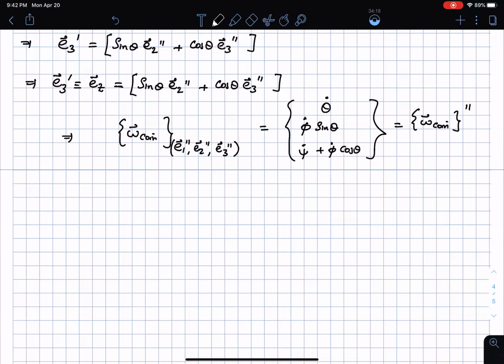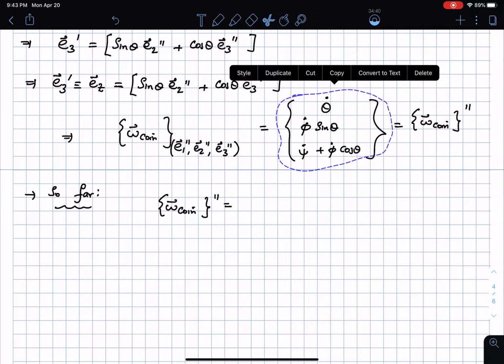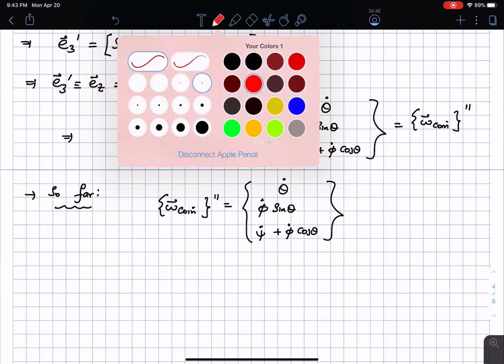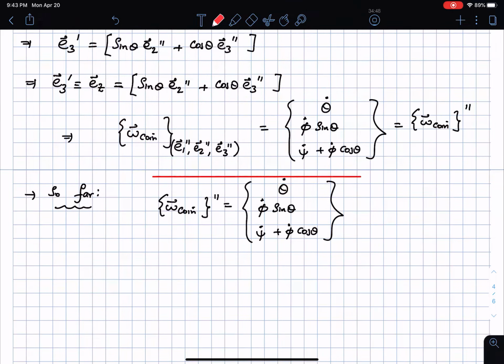So what we have so far is omega of the coin in the double prime coordinate frame, which is this creature here, and I'm going to put this in a box as well. We're going to be calling this pretty often. Let me duplicate that, bring it down here, and then complete my nice rectangle.